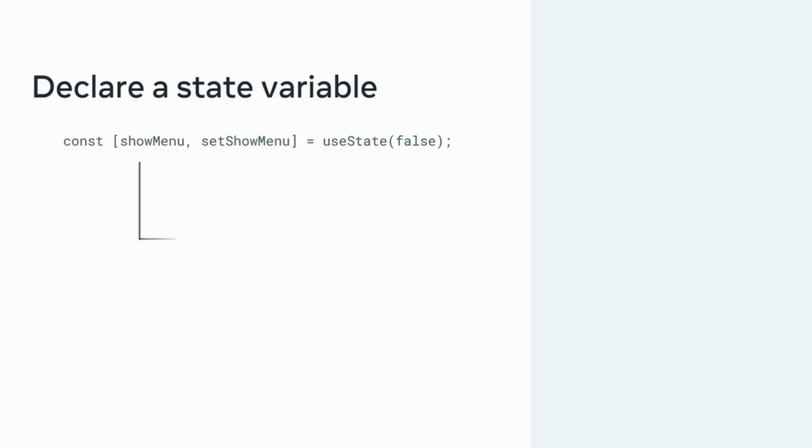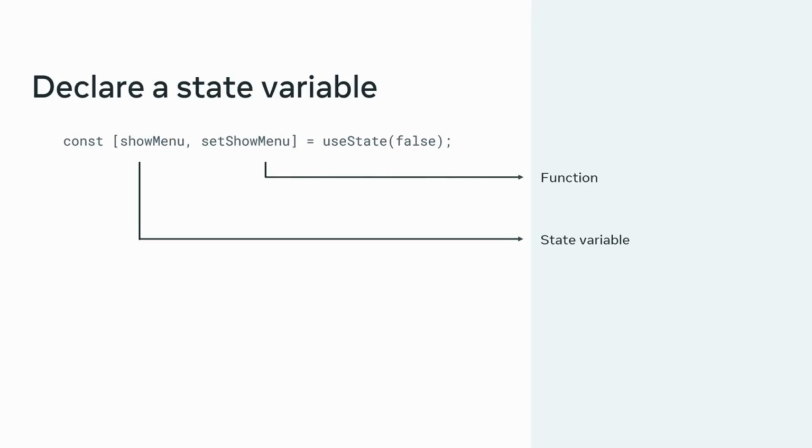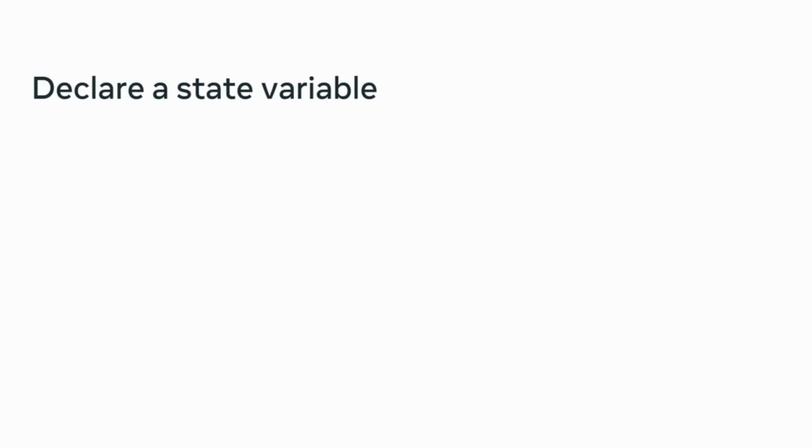Calling useState does two things. It creates a state variable with an initial value that represents the current state, which in this example is showMenu, and it creates a function to set that state variable's value, which in this case is setShowMenu. The function setShowMenu is used to update the value of showMenu by passing a Boolean value to it.